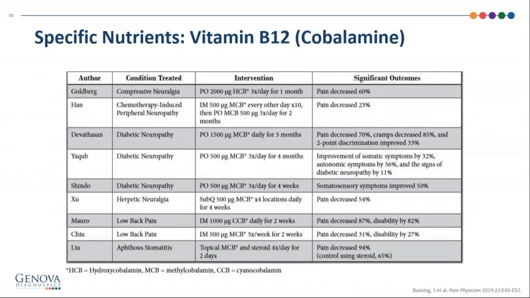I included this table from Busing's study down here in Pain Physician. Now, this is a very recent article. It's a review article in 2019, and they looked at the benefits of B12 in multiple studies. And you can see compressive neuralgia, chemotherapeutic induced peripheral neuropathy, diabetic neuropathy, herpetic neuralgia, low back pain, and aphthous stomatitis. And very significant improvements. MCB stands for methylated cobalamin.